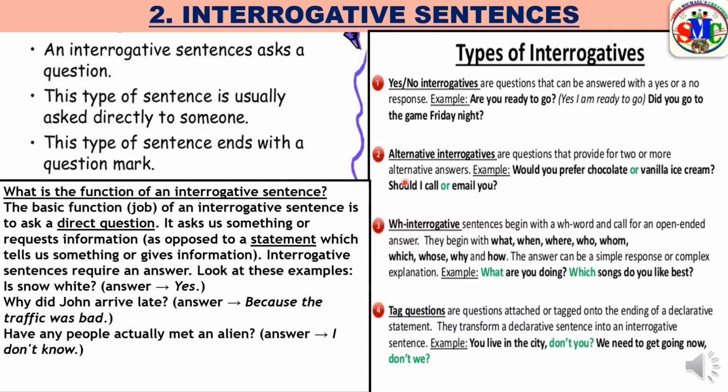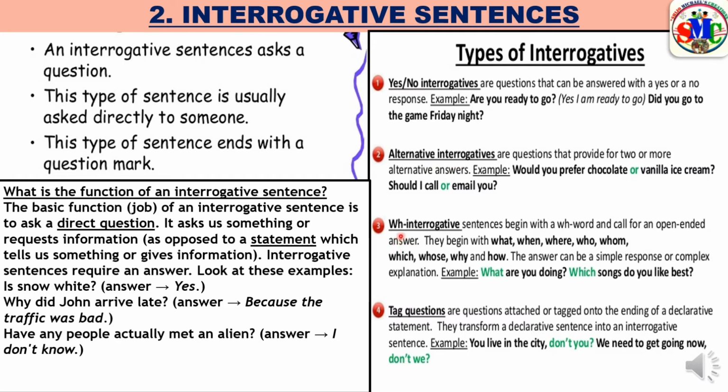The second type of questions, alternative interrogatives. These are questions that provide for two or more alternative answers. For example, would you prefer chocolate or vanilla ice cream? Here you can see there is a choice, so you can select which one you like. Should I call or email you? There also a choice is there. These kinds of questions are known as alternative interrogatives.